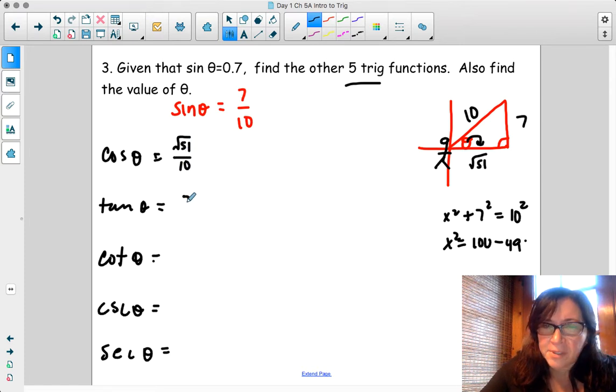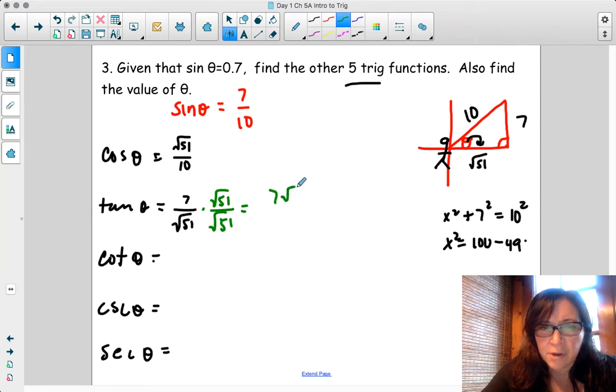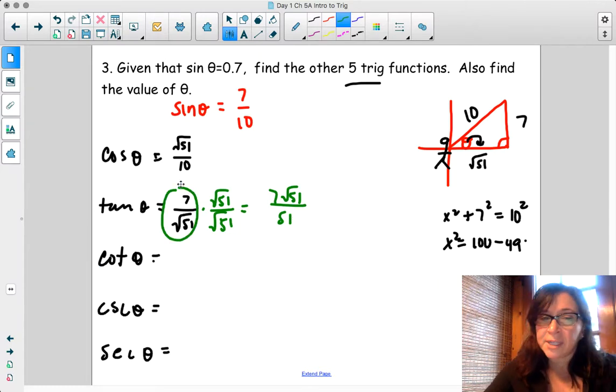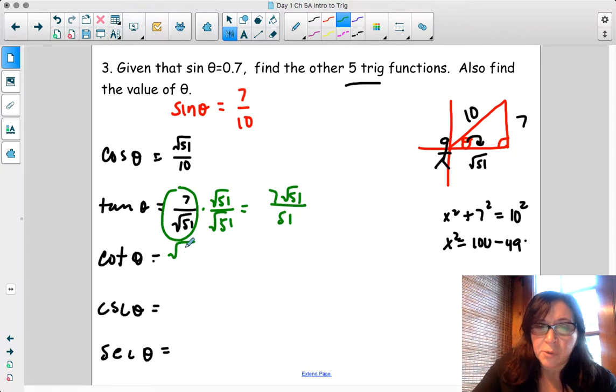Tangent is opposite over adjacent. Again, we're not going to leave that root on the denominator, so I'm going to multiply by root 51 over root 51. So I get 7 root 51 divided by 51. Cotangent is tangent, which was this originally, flipped. So now that's going to be root 51 over 7.